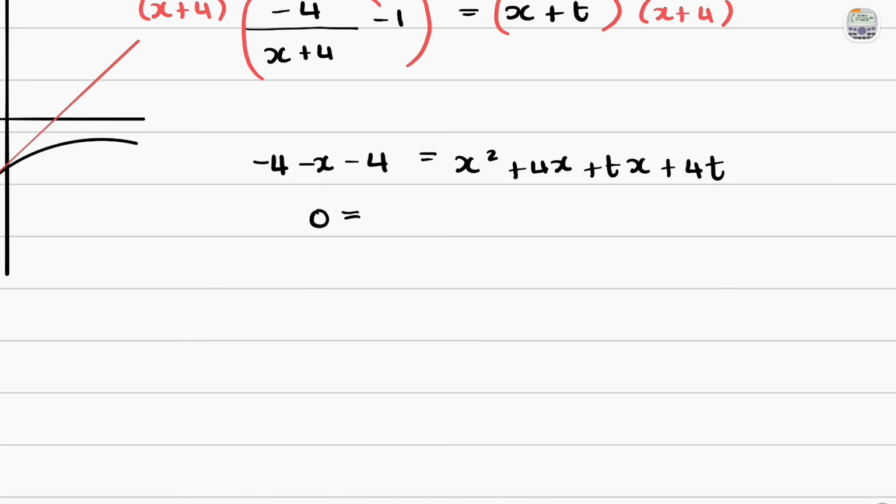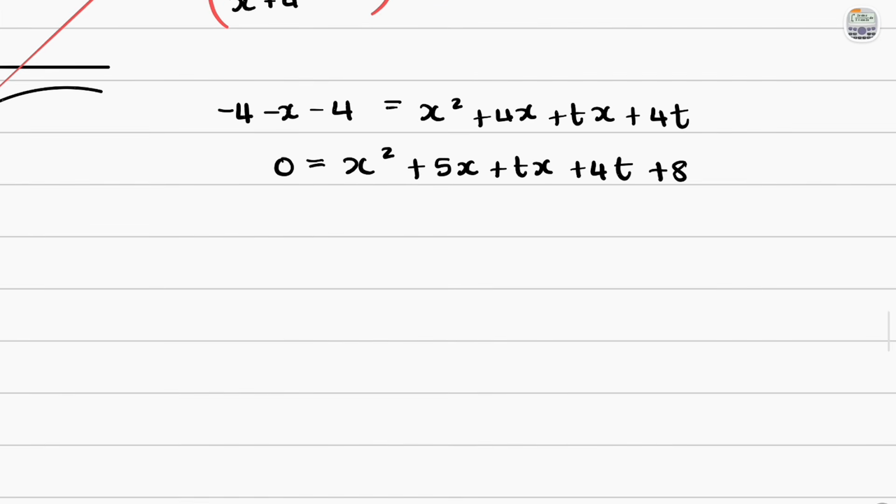So 0 equals, and we have x squared, and this is plus 4x. Now, when this comes over, it becomes plus x. So together, they give us positive 5x. And I'm going to just keep this tx close to this one since they're both in terms of x. And then we have positive 4t. Now, negative 4 minus 4 is negative 8. When negative 8 comes over, it becomes positive 8. And this is what we have.